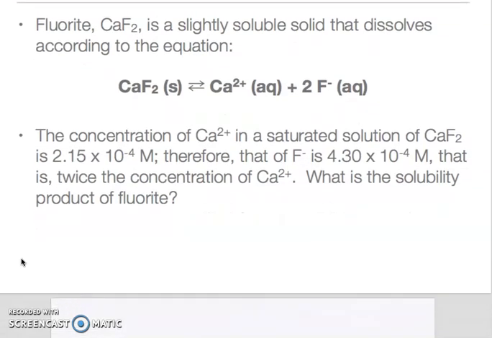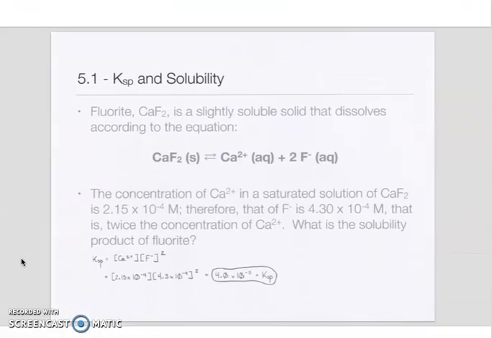So let's see how we would solve a problem like this. Like I said, there's always going to be a set way to solve these problems. The first thing is you want to write your ionic equation. In this case, it's been provided for us. Our reactant is the solid calcium fluoride, and our product are its respective ions. Then we want to write the solubility product expression. So here I've written it. My KSP is equal to the calcium ion concentration times the fluoride ion concentration, and we're going to square that fluoride ion concentration simply because it has a coefficient of 2 in front of it.